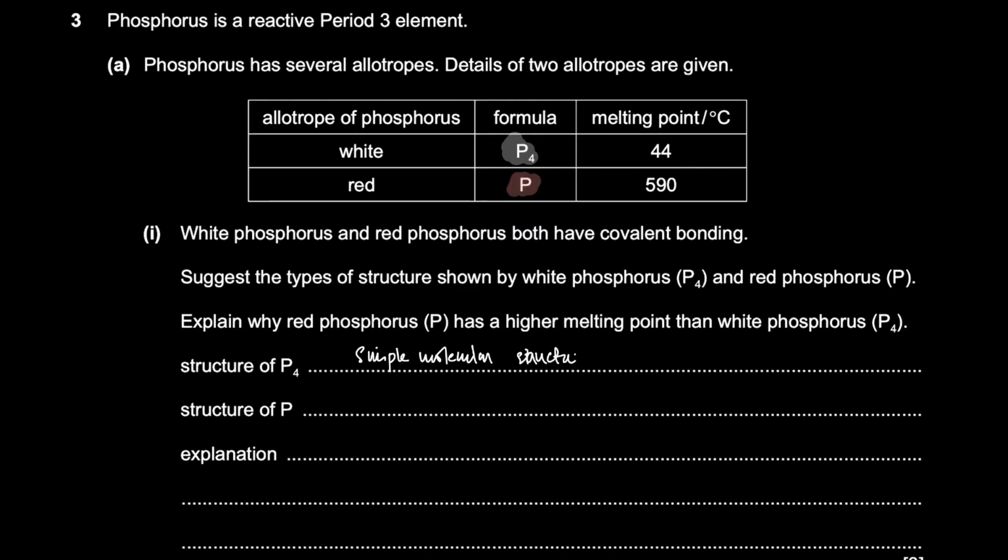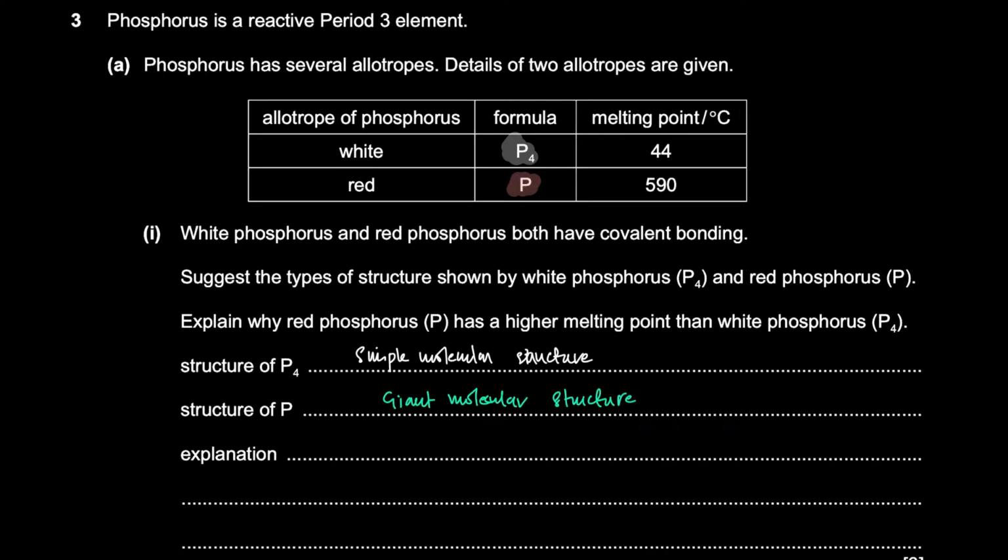Okay, and what about red phosphorus? It has a much higher melting point. It also has covalent bonding, but it has a much higher melting point. So what type of a structure would that be? That would be a giant covalent or a macromolecular structure, right? So we can say giant molecular, or we can say macromolecular structure, or giant covalent structure. They're all acceptable. Okay, giant molecular structure.